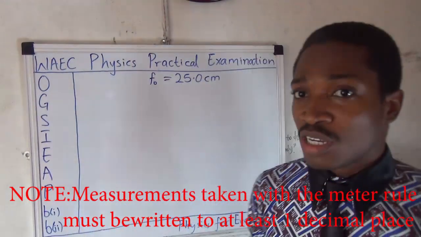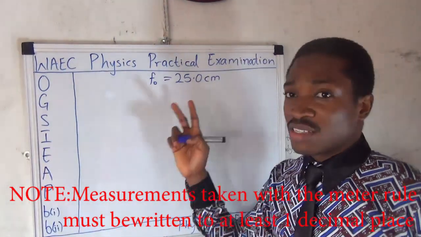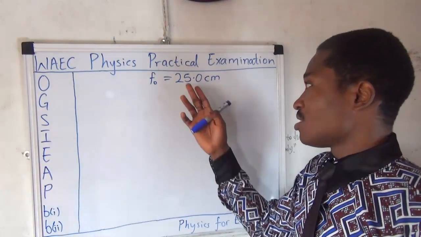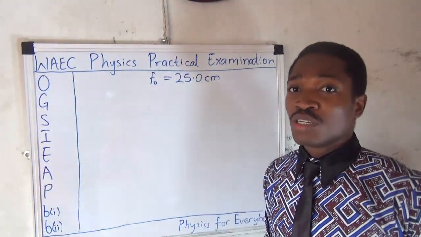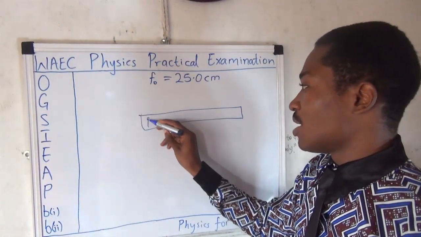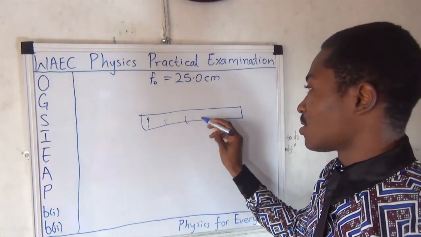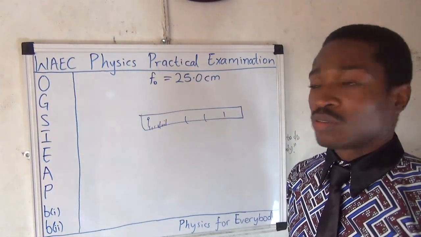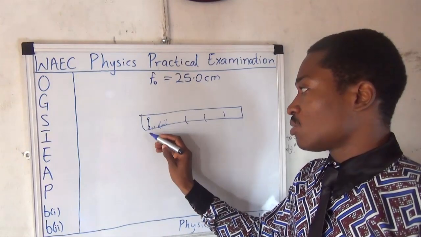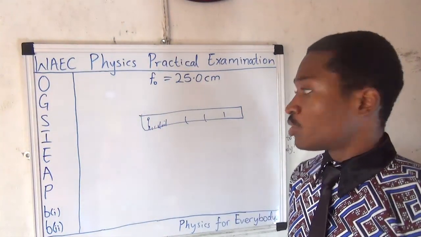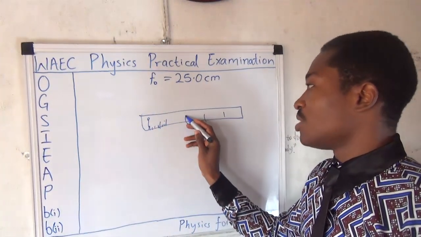Measurements taken with your meter rule must be written to at least one decimal place. If you have written it as 25 centimeters, it will be wrong. Why? Because your meter rule is calibrated in centimeters. You also have the smaller divisions, which represent millimeters, or decimal fractions of your centimeter. So your value might not have been exactly 25.